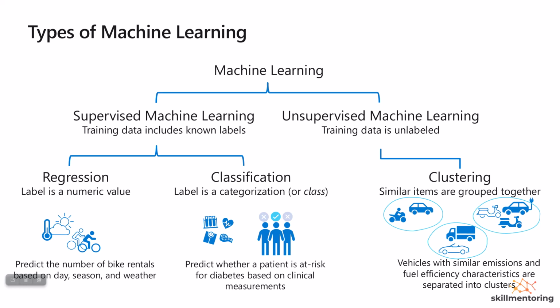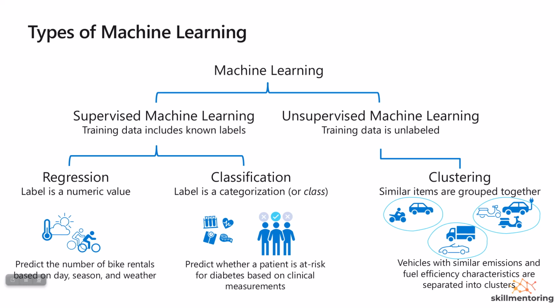The other type of algorithm which is popularly used is classification. Remember, regression and classification are already there in the branch of statistics. So a classification label is for categorization. Now, we can use some data and predict whether a patient is at risk for diabetes based upon the clinical measurements. In this case, our data set already includes the result of those findings. So this is why it is called supervised learning.